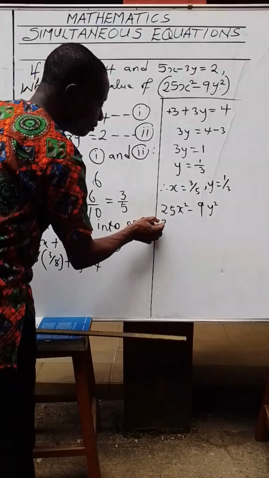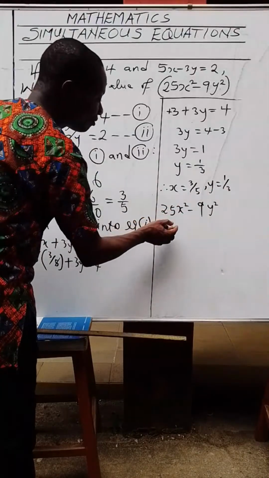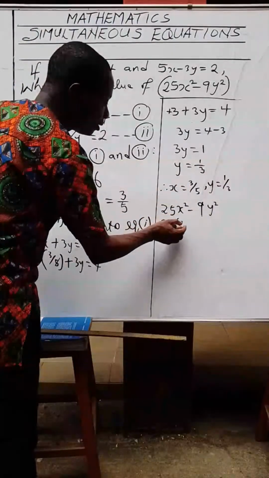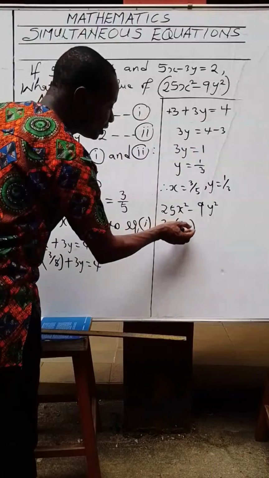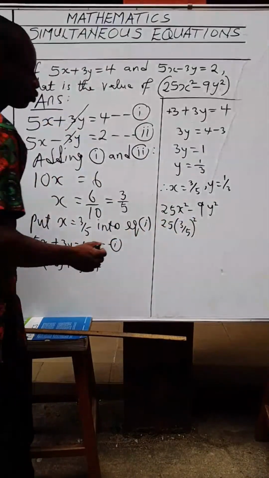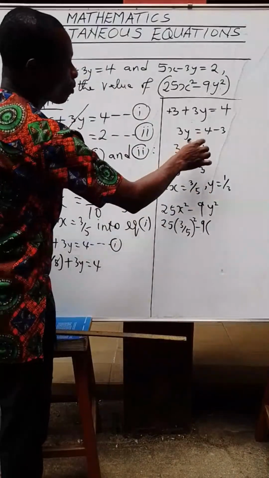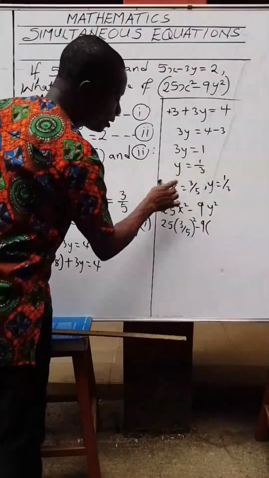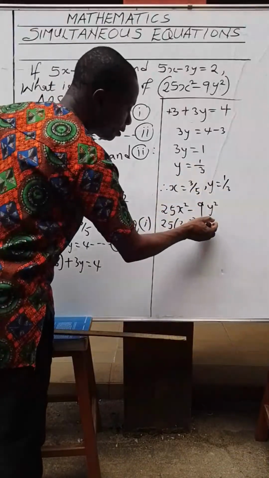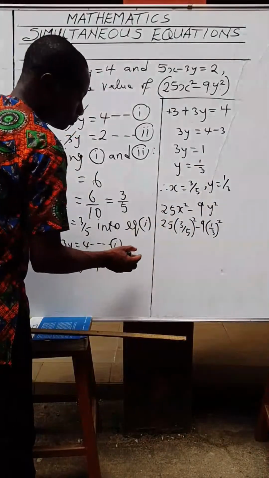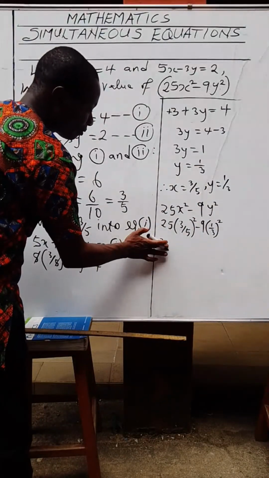So we have 25, bracket open. What is x? X is 3 over 5. Then it is squared. Then minus 9. What is y? Y is 1 over 3. Then it is squared.